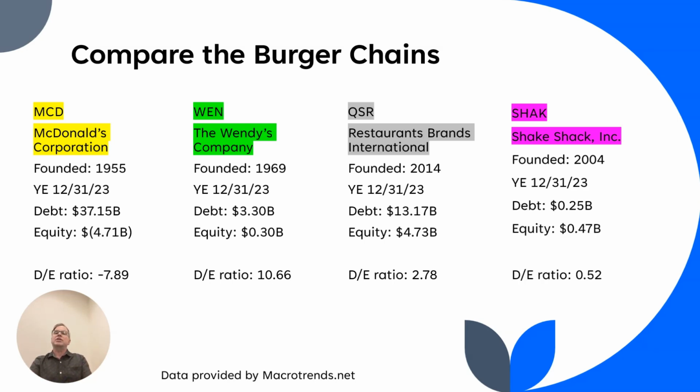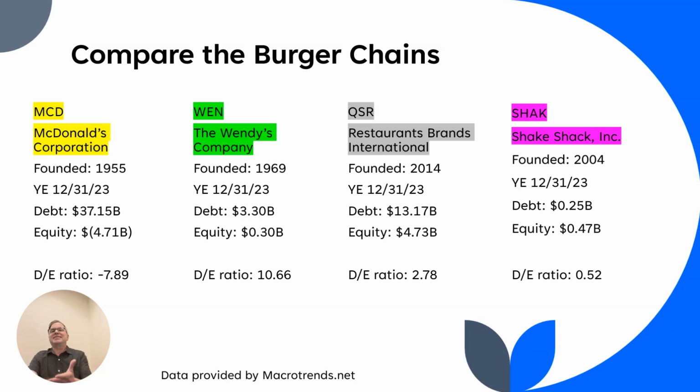And then finally, Shake Shack, which goes along the lines of what we have said of what's kind of ideal. Not ideal again, what is really ideal with debt to equity? It depends on the entity, it depends on the type of entity it is. But you can see 0.25 billion in debt, 0.47 billion in equity, so it's a 0.52. So it's much lower than what you see with the other burger chains. And again, it's newer in theory compared to the ones that have been around since the 1950s and 60s.